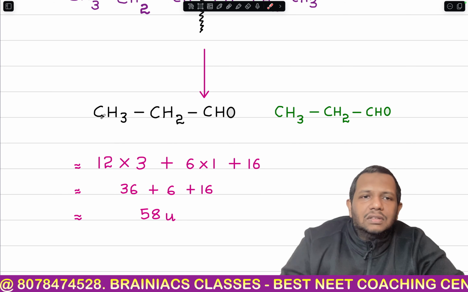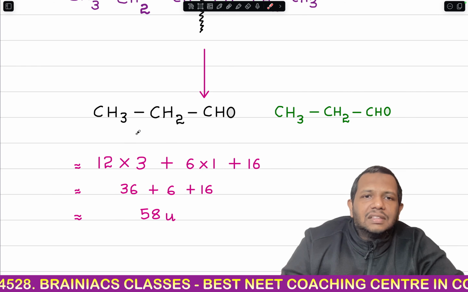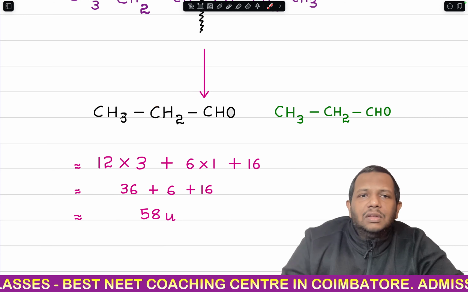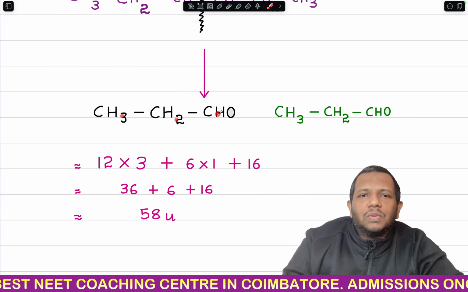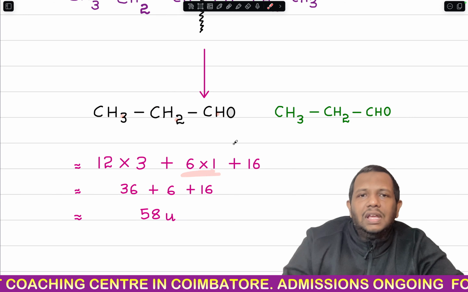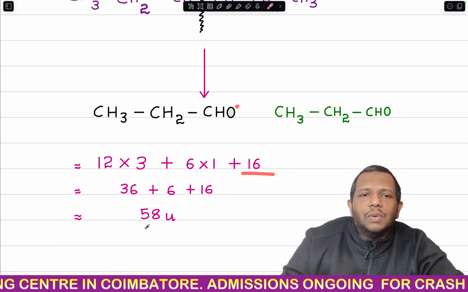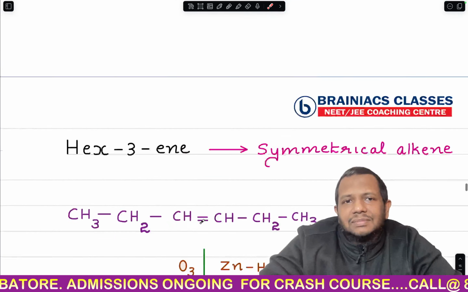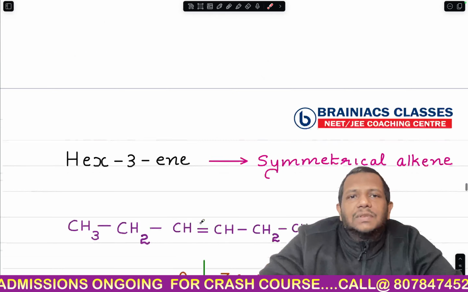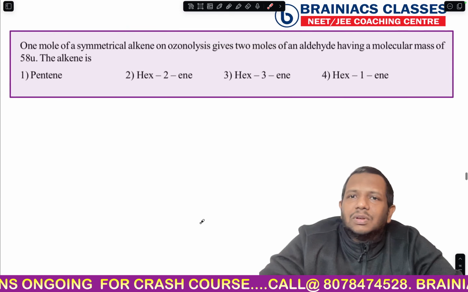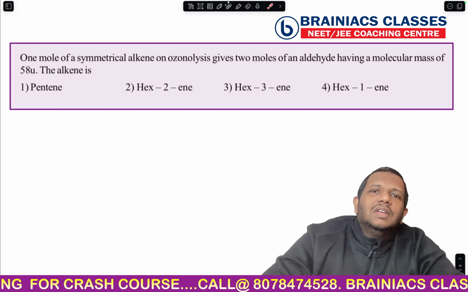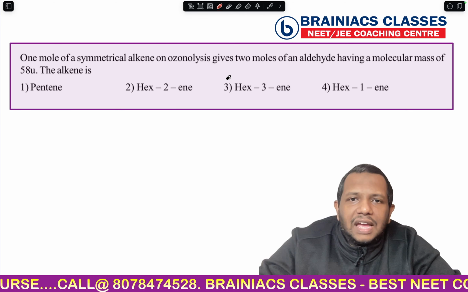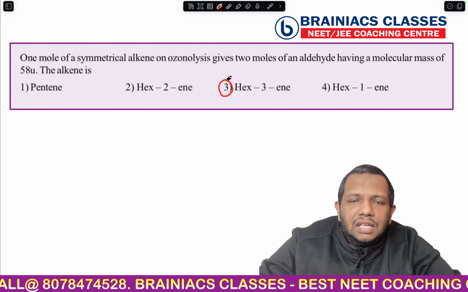Maybe for verification, it's not actually required, but for verification you can calculate the mass. This is 12. 3 carbon atoms are present, so 12 into 3. Then you have totally 3 plus 2 plus 1, 6 hydrogen atoms, so 6 into 1, and 1 oxygen atom, 16. If you add it you are getting 58. So that means this is my correct answer. I am not trying out the other options because you know how to do ozonolysis. So my answer here is option 3.